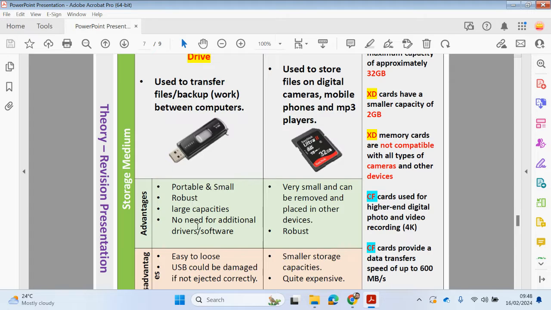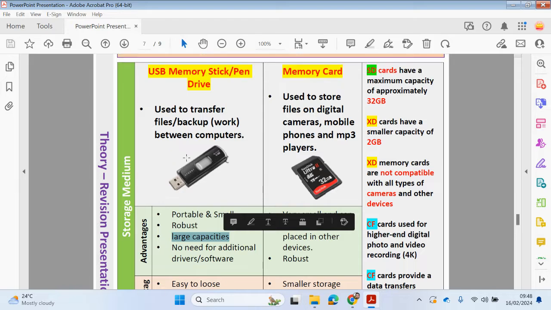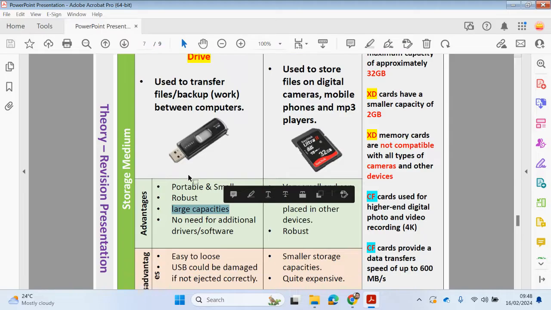If you were to drop a CD-ROM or it got a slight scratch, then some of the data could be unreadable. So it's more robust. I've had CD-ROMs in the past in my bag, and when I got to another place and opened up my bag, I found the CD-ROM had cracked and was broken. So these are more robust. They tend to have larger capacities. There's no need for additional device drivers or software to run USB sticks or pen drives in your computer.